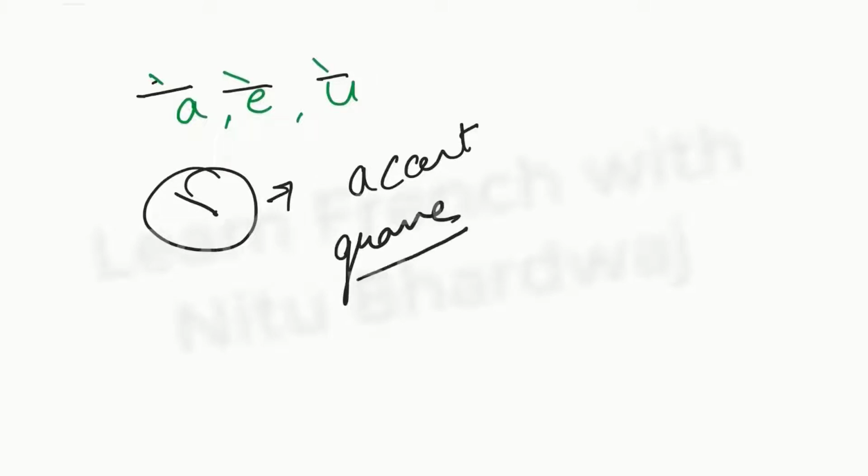The next sound is è. And this is coming on the top of three letters like this. If you can see this sign, this is accent grave. Okay, let's see some examples.